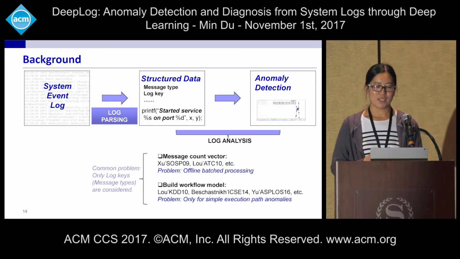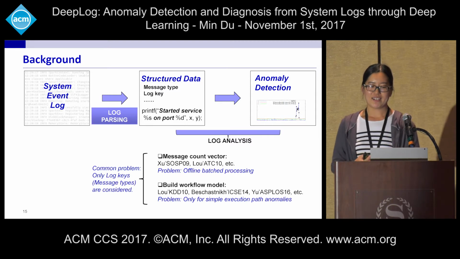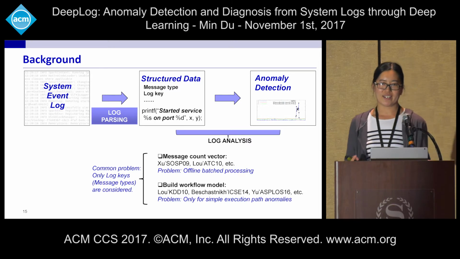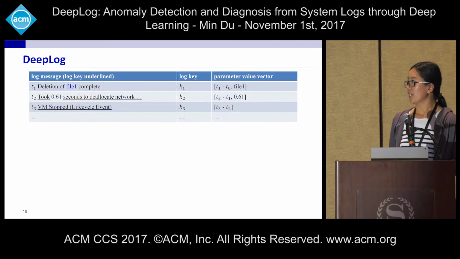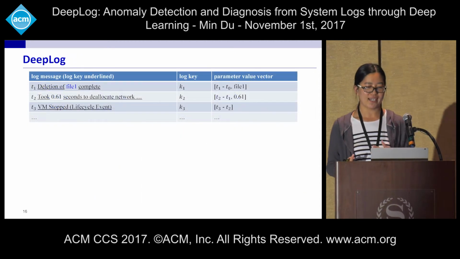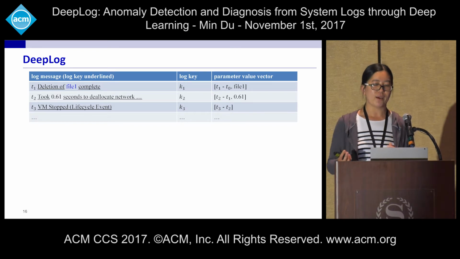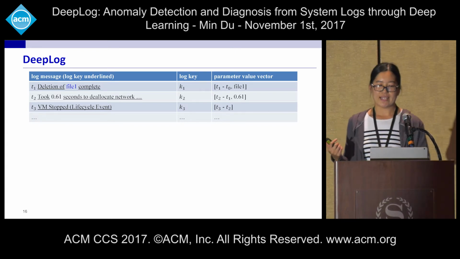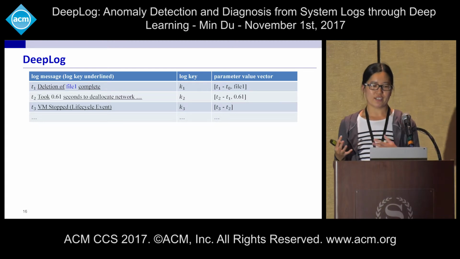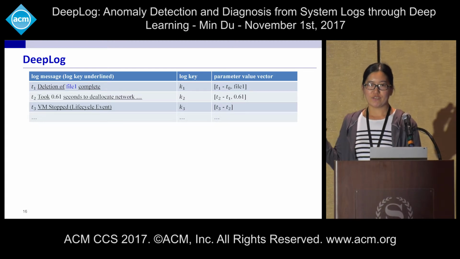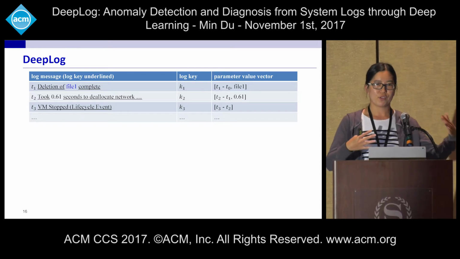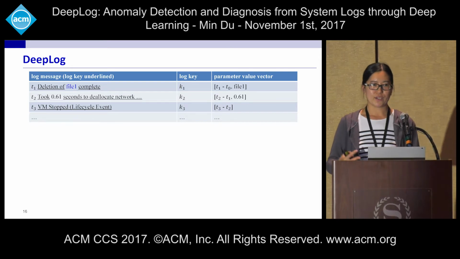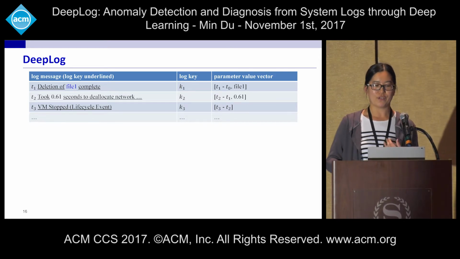The common problem of all previous approaches is that only log keys are considered, and the parameter values inside each log message are ignored, for example, what type of service and on which port. So the first step of our DeepLog work is also to extract a log key from each log message. Note that here we also preserve the parameter value vector inside each log message. The first value of each parameter value vector is the time difference of the current log message from the previous log message. This is the way we include performance anomalies inside our framework.